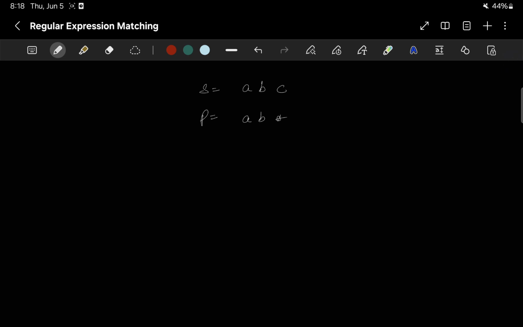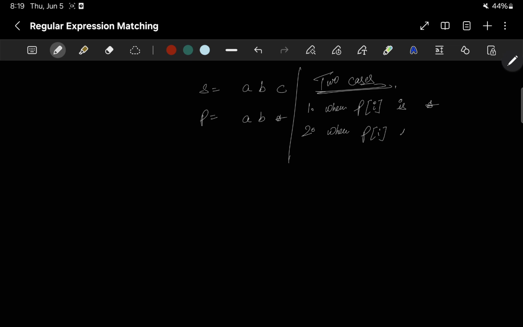So for solving this problem, we have two cases. First case is when P of I is star. Second case is when P of I is anything else. Anything else means it can be any character A, B, C, D, or it can be dot also.